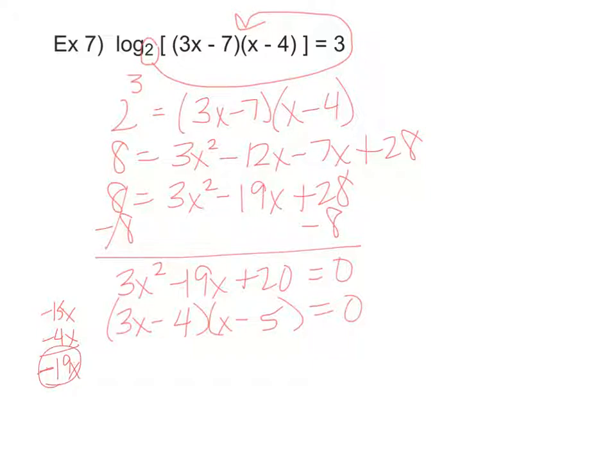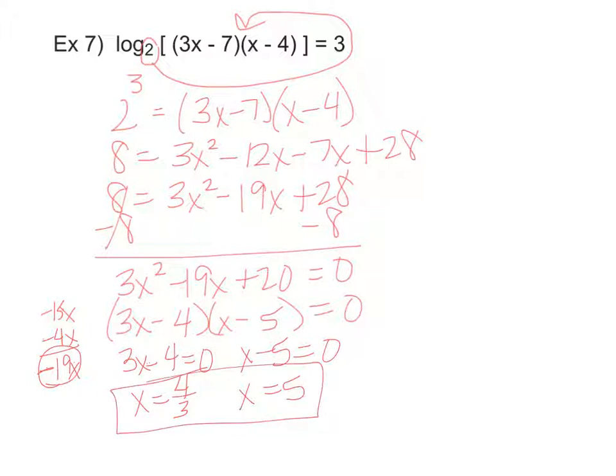My marker's not writing. There it is. Cool. Factored. So now I set each one of these equal to 0. It's a minus sign in there. Add 4, divide by 3, and x is a positive 4/3. Add 5, and x is a 5. Since neither one of those are negative, we don't have any issues. Both of them are our answers. So remember, if you just have a log on one side of your equation, you solve that by changing it to an exponential and then doing the work.